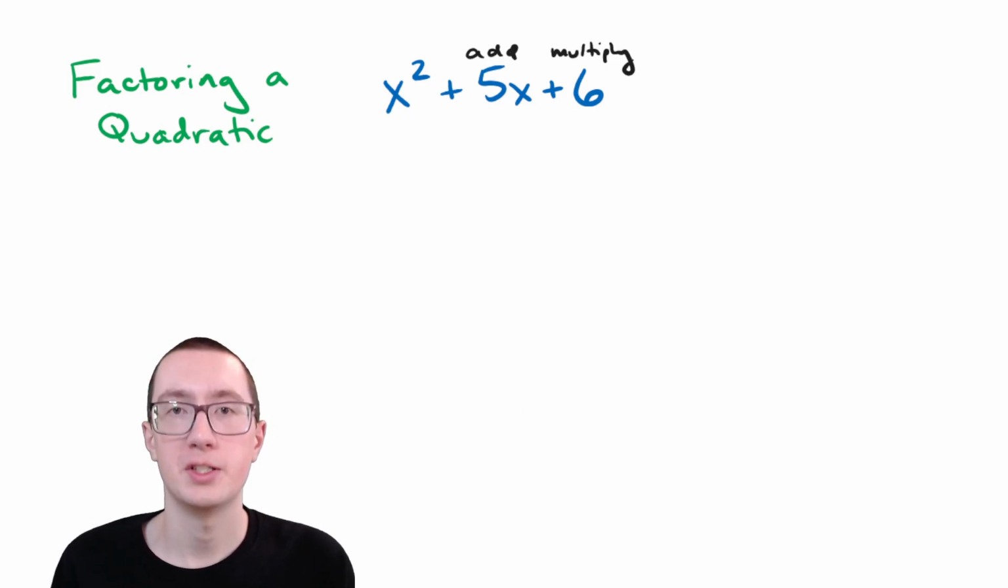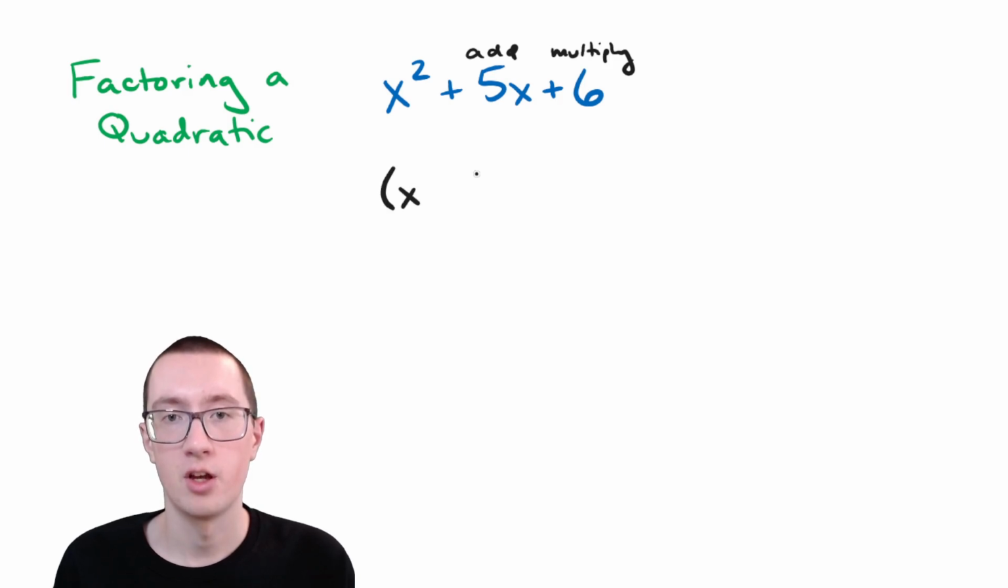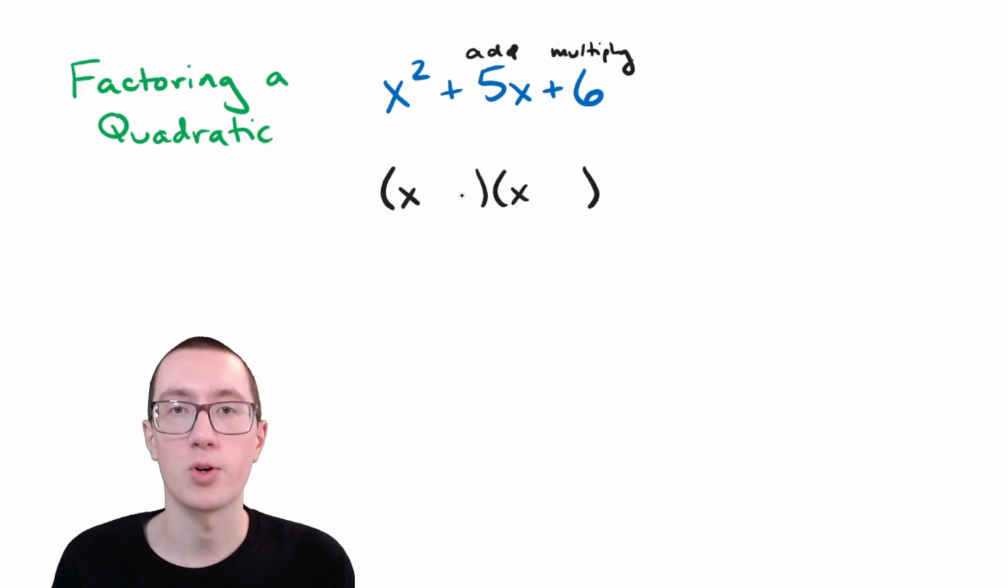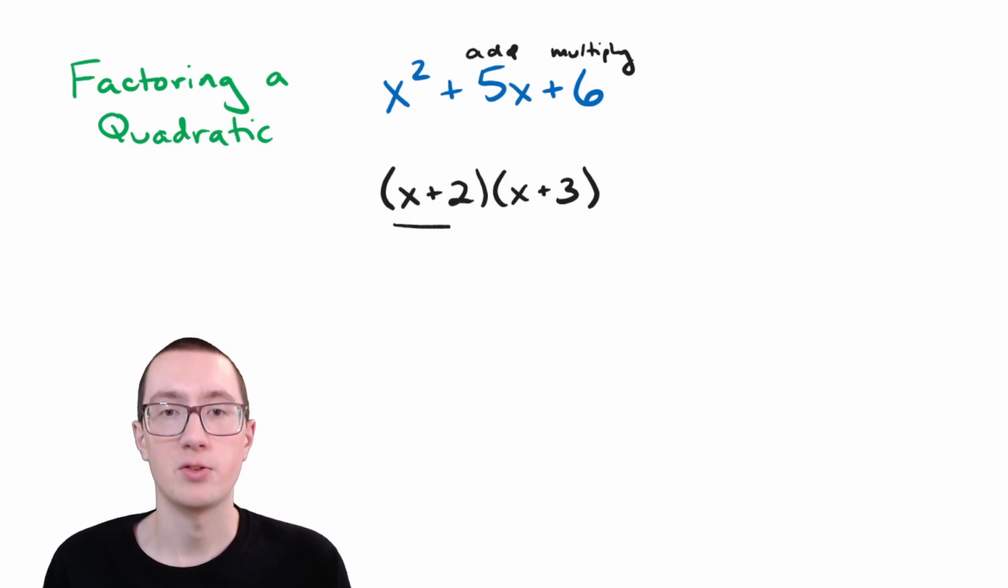So this is going to look very similar to the other things we factored. We're going to have things in parentheses. We want it to be in this format, x plus something or x minus something in parentheses. And we're going to put in those numbers we just found. Those were 2 and 3, so that's going to be plus 2 and plus 3. And if they were negative numbers, you would put minus instead. And there we go. We have factored this quadratic.